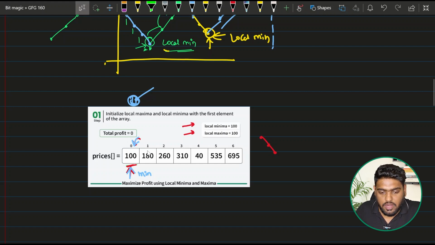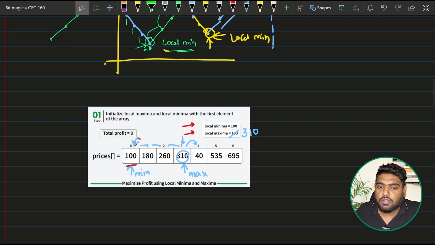Okay, from 100 to 180, increase in value, 180 to 260, increase in value, and 260 to 310, increase in value. But here I can see after this point the value will decrease. That means I would consider 310 as my local maxima. So once I receive this value, I'm going to update my local maxima to 310. Now you know that your local minima lies here and your local maxima lies here.